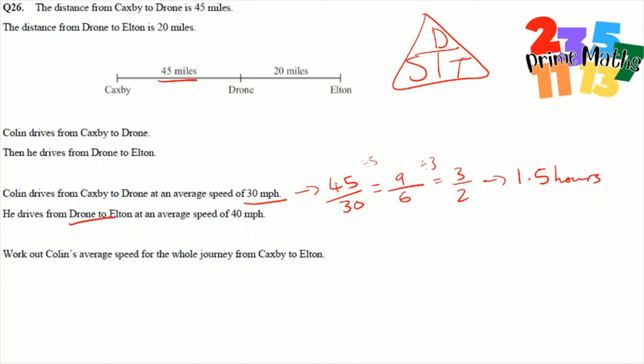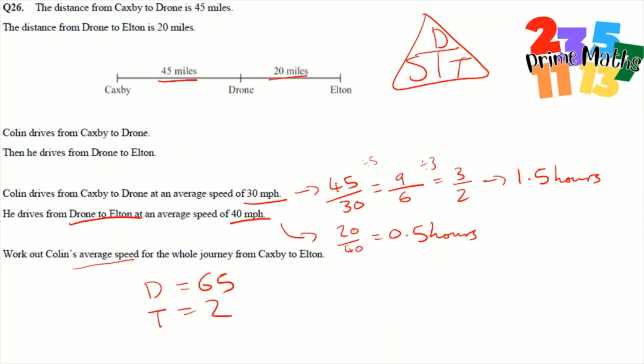For drone to Elton, it was an average speed of 40 miles per hour for 20 miles. So we can do the same thing again. We know that time is distance, which was 20, divided by 40, and we should see that this is half an hour. To work out the average speed for the whole journey, we know that the total distance was 65 miles. We know the total time was 2 hours. So to work out speed, we do distance divided by time, which gave us 32.5 miles per hour.